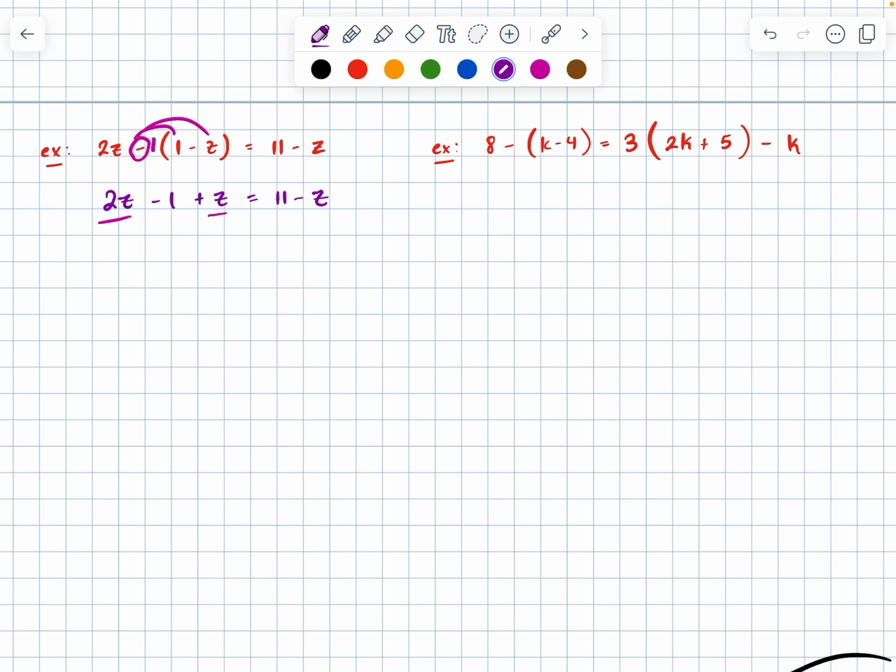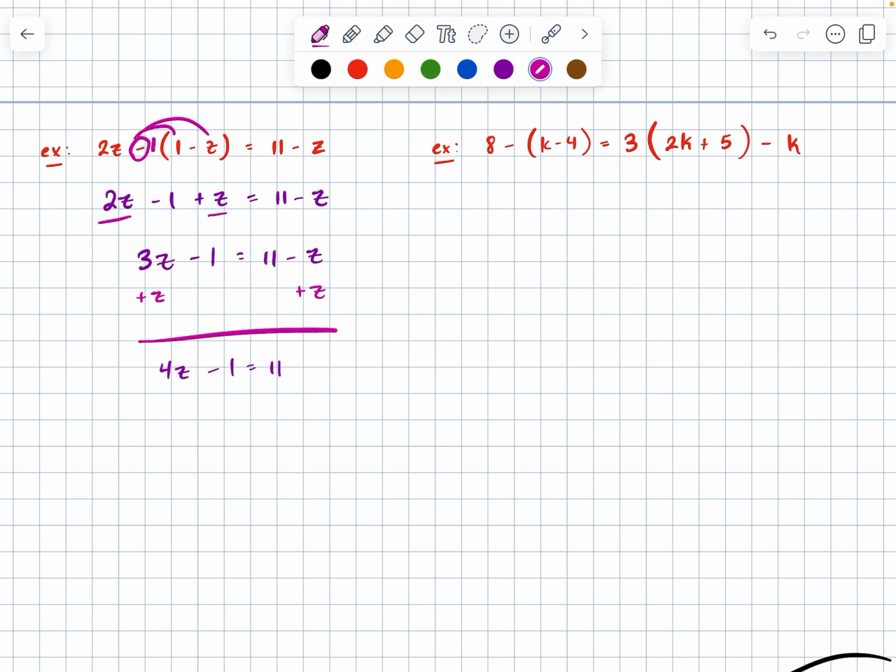And from here, I'm in familiar territory. I've got some like terms on the left I can combine. 2z plus z, well, I have an invisible 1 in front, so I have a 2z. I add another z, I've got 3 z's in total. So 3z minus 1 should be equal to 11 minus z. From here, maybe I want to move everything over to one side. Let's choose to get the variables on the left. So the easiest thing to do here to get rid of a negative z on the right would be to add z to both sides. When I do that, I have 3z plus z. Well, that's 4 z's in total, minus 1 equals 11.